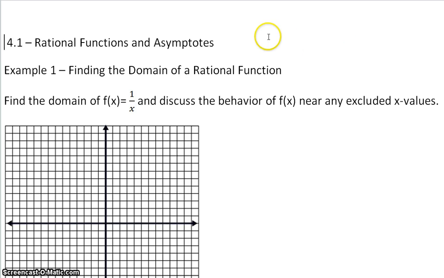So this next chapter has to do with rational functions, and what we think of when we think of rational is probably the idea of a rational number. And just so we're clear on that, a rational number is a fraction. It's any number that can be expressed as a fraction.